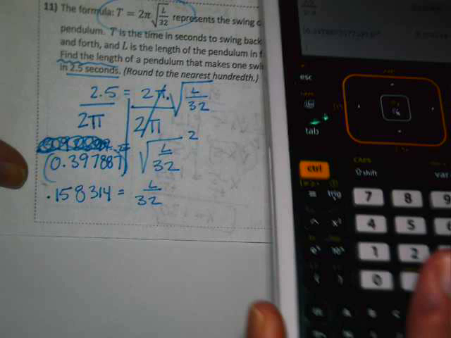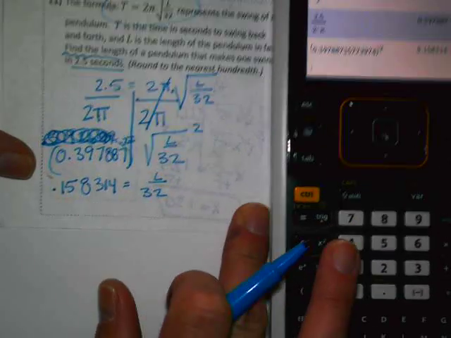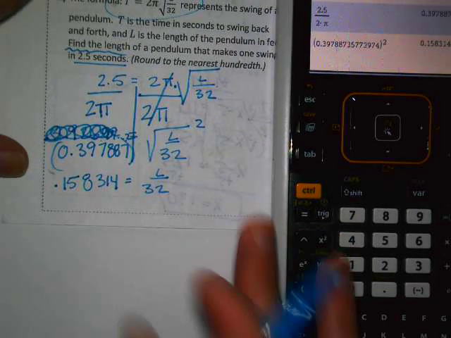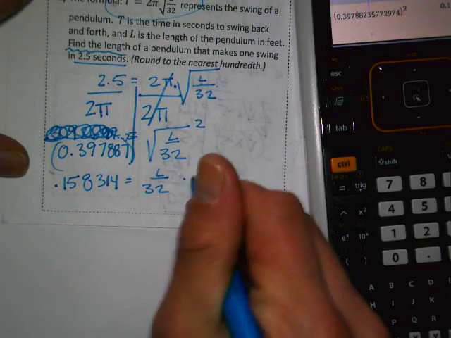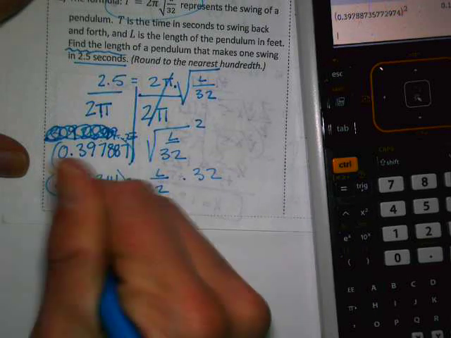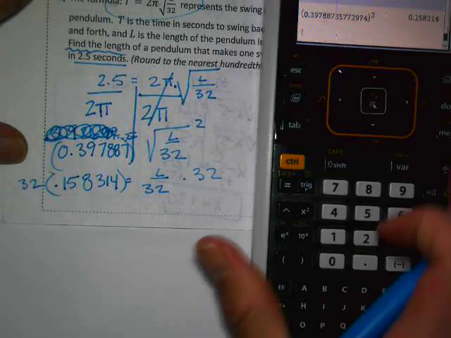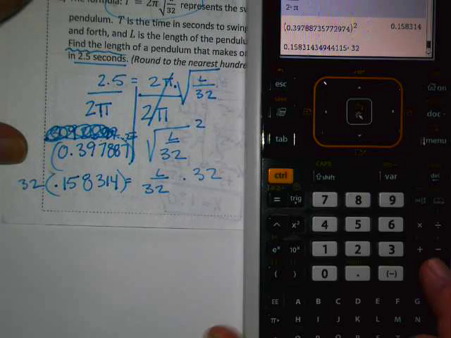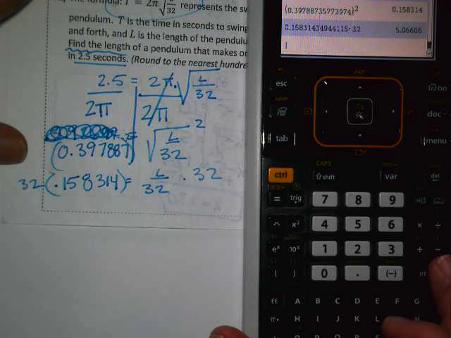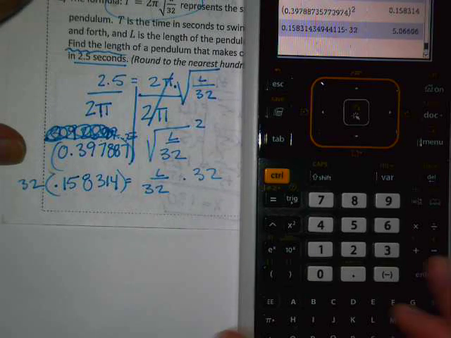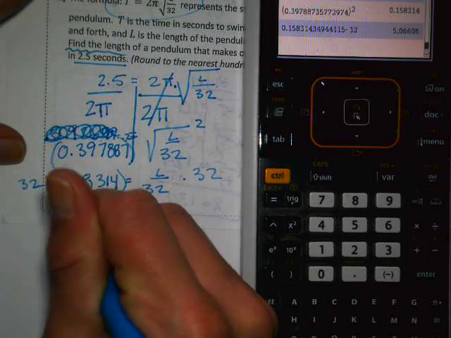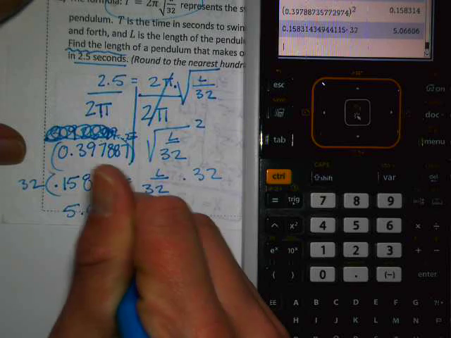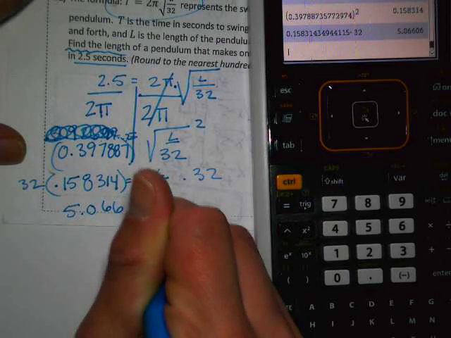Okay, and then what is the very last step? Multiply by 32. Currently 32 is being divided, so I'm going to multiply this guy by 32. Hit enter. So 5.066 is the length.